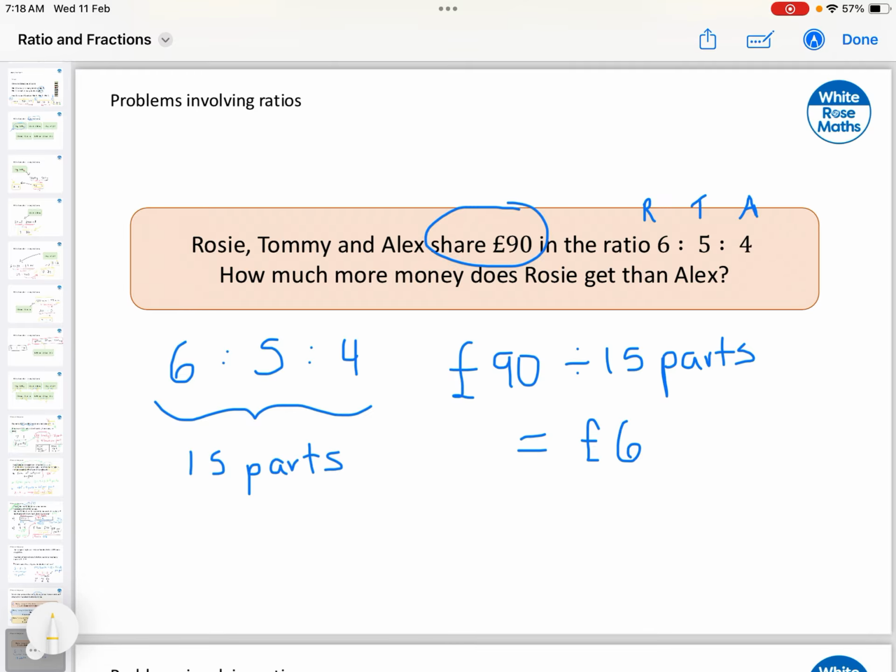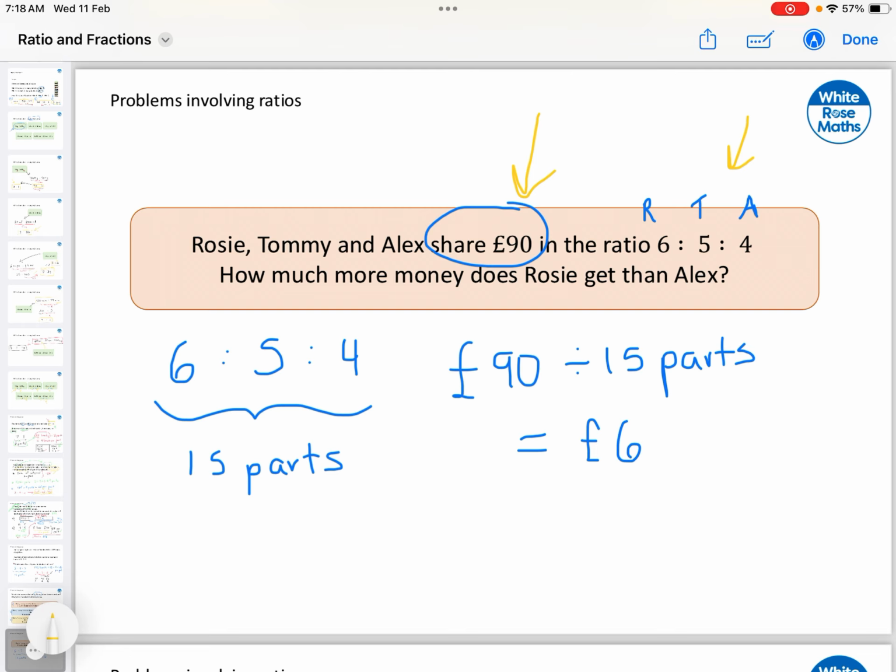So let me use that information in my favor. Number 1, all the 90 pounds must be shared by all of them. That is condition number 1. And condition number 2 is how the distribution is done. So Rosie will get more. She has 6 parts. Tommy is the second one with 5 parts, and then Alex has 4 parts.